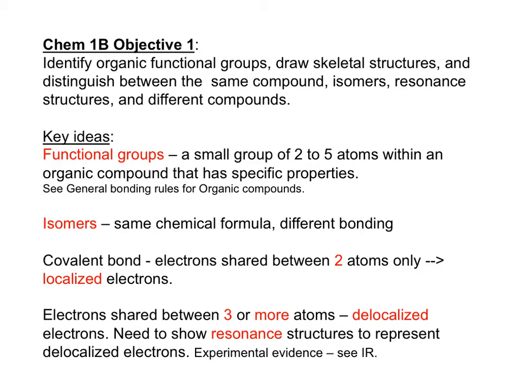Of all the compounds known, most are organic compounds. So in this video, we'll learn how organic compounds are classified in functional groups. As compounds get bigger, there's different ways to connect the atoms, so we'll look at isomers. We'll also look at this idea of delocalized electrons and how to represent these delocalized electrons with Lewis structures.